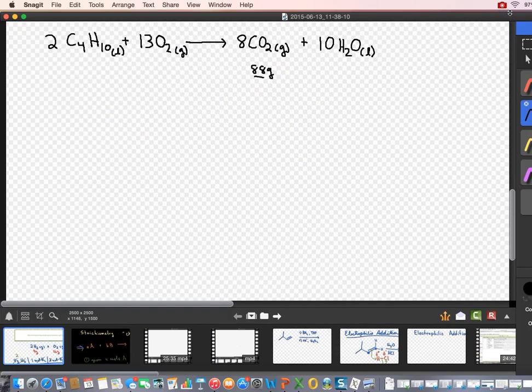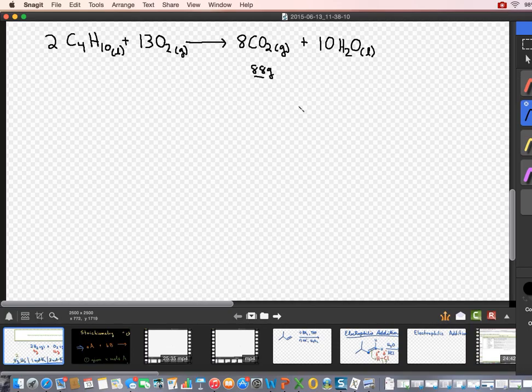Finally, let's look at this type of stoichiometry problem where we're looking at the combustion of butane. So we have 2 moles of butane reacting with 13 moles of oxygen to produce 8 moles of CO2 and 10 moles of water. We are informed in the problem that we produce 88 grams of CO2. What mass of butane must have reacted? So you make an assumption that oxygen is the reagent in excess.